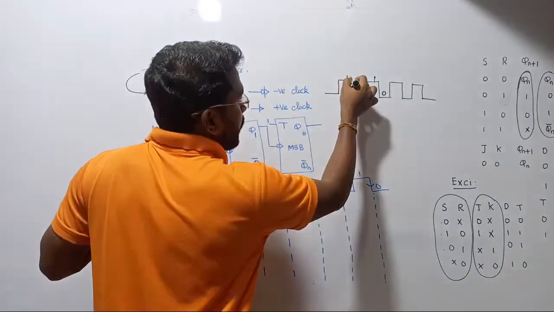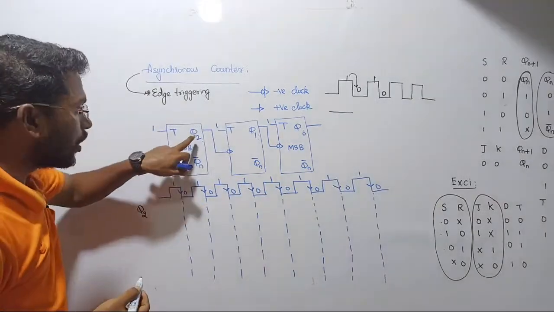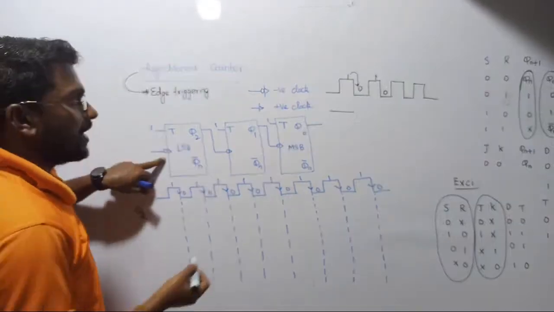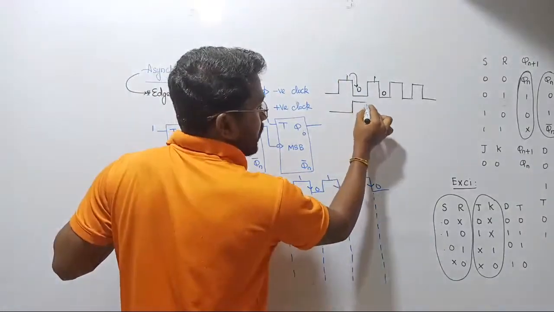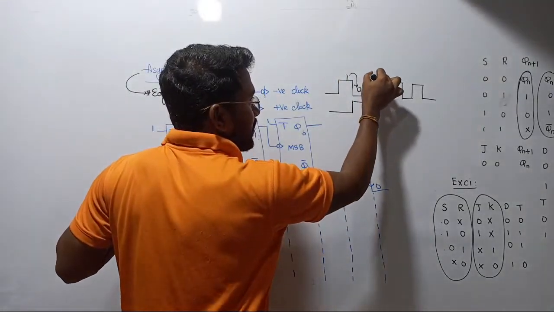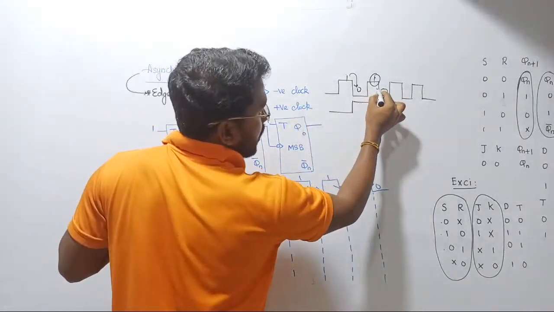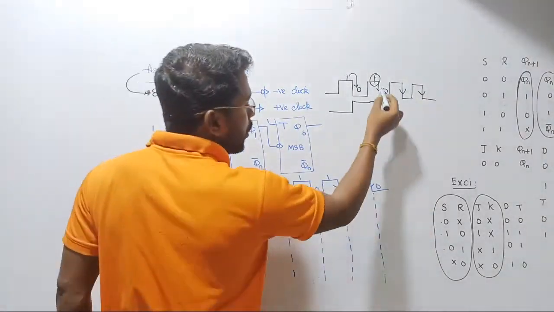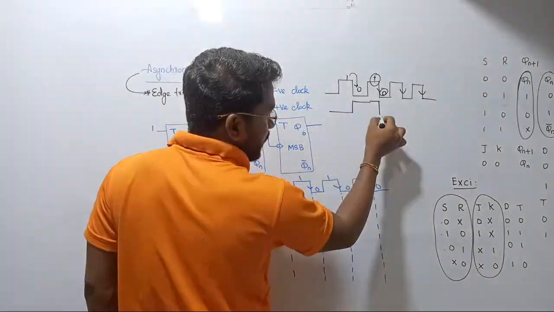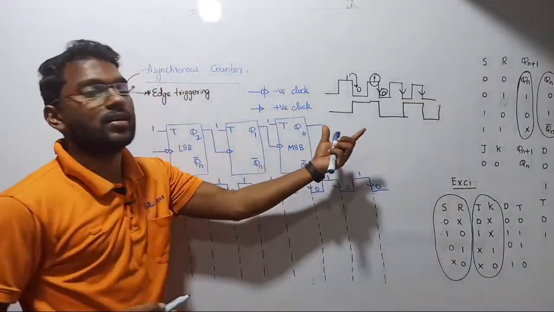Very simple. Whenever your clock is going from 1 to 0, for example, initially the output is 0. When we give the first clock, when the clock goes from 1 to 0, that is called the first clock, and it changes its state. Again, when the clock goes from 1 to 0 the second time, because of negative edge triggering, you will have to consider only the negative edges. Again its state will change. Again its state will change. Again its state will change. That is called toggling mode.